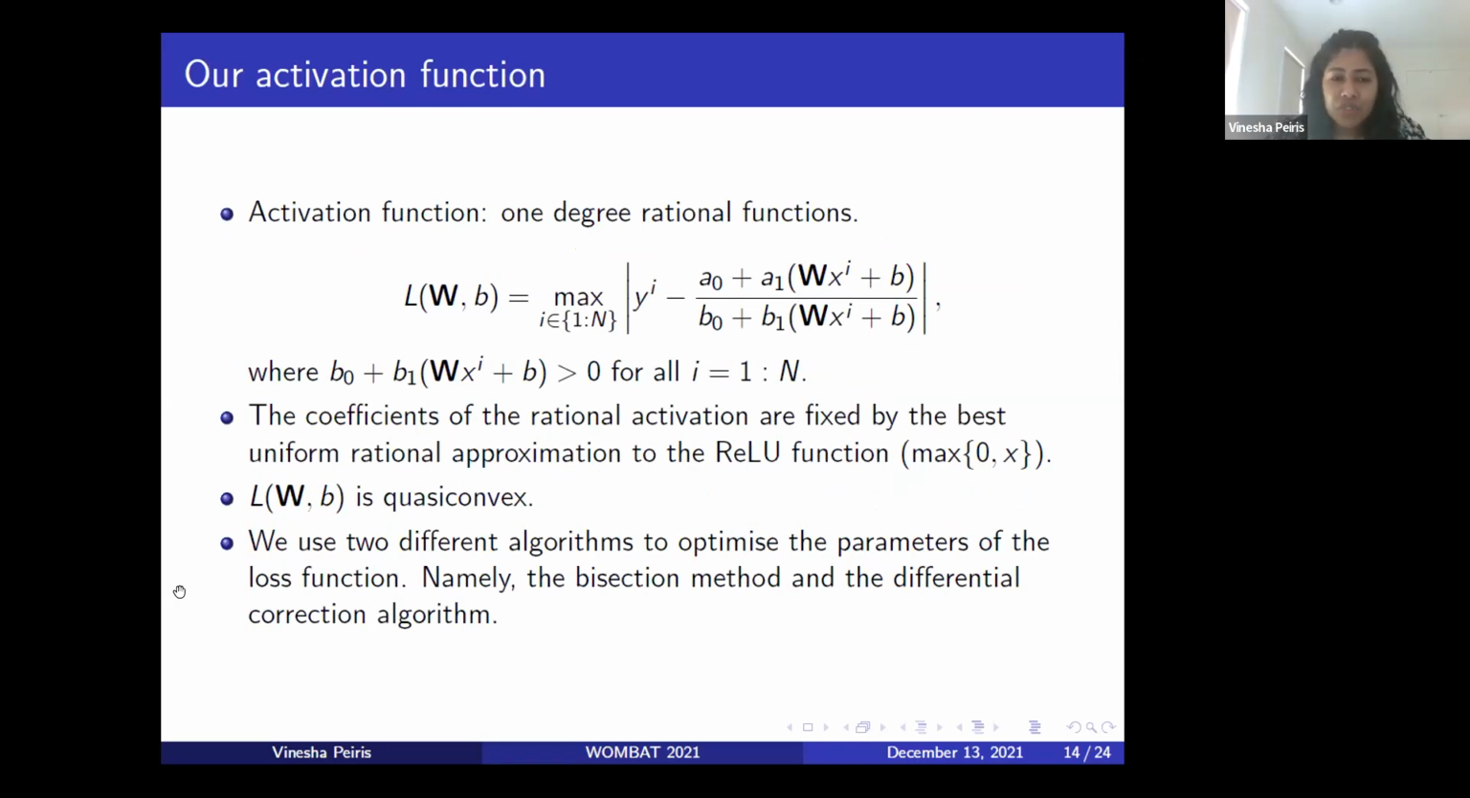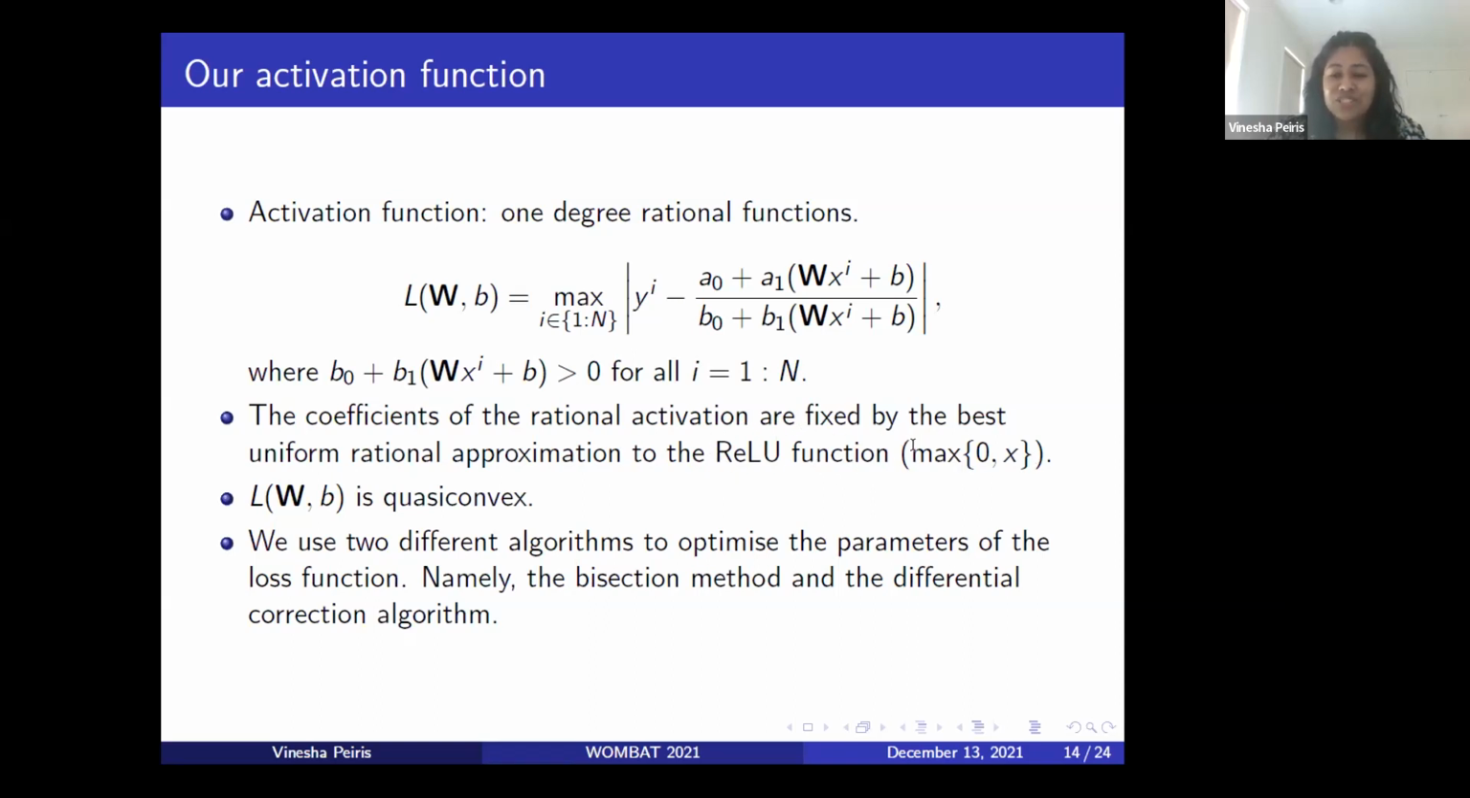So activation functions that I am using are rational functions, but more importantly, I am going to use 1 degree rational functions as activation functions. So now this is my loss function, right? So I have A0, A1, B0, and B1. They are the coefficients of this rational function, and I am going to fix them by the best uniform rational approximation to the Rayleigh function.